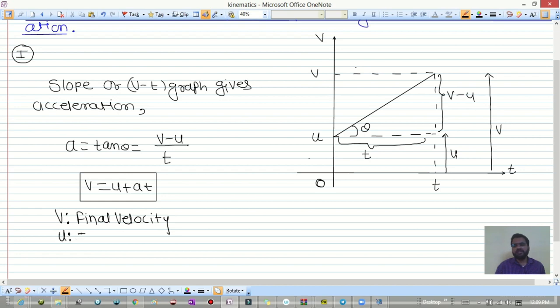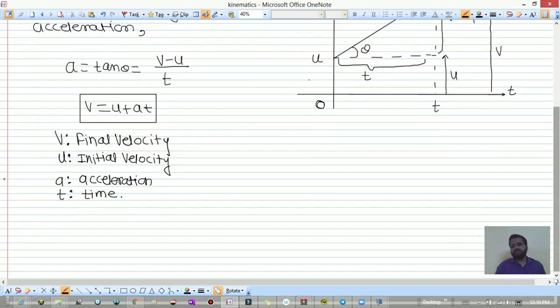Okay, so what is u over here? u is the initial velocity. What is a over here? a is the acceleration, and t is the general time we have. So I hope this is clear. So this is the first equation of motion we have. The first equation of motion we can calculate by using the slope of the vt graph. Okay. So next, second equation of motion.